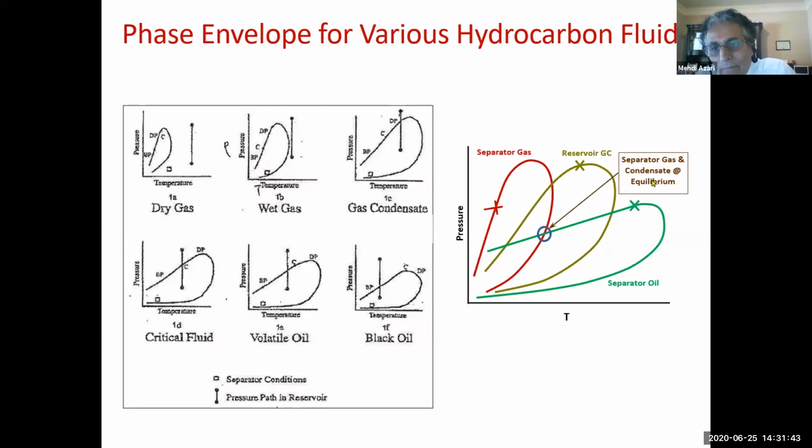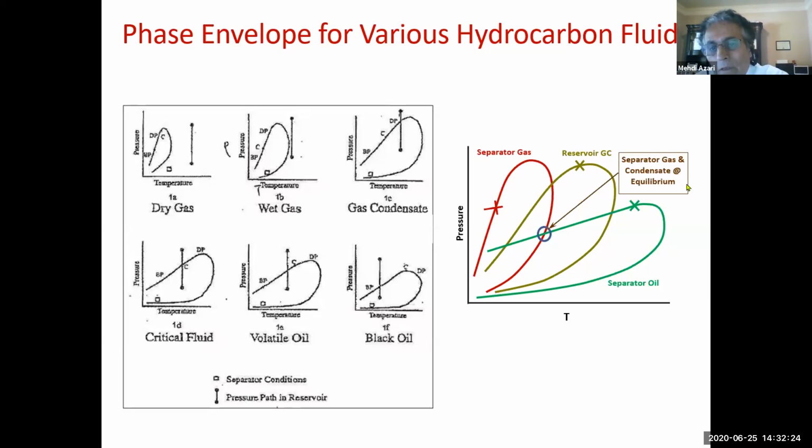Now if I have a separator with gas condensate at equilibrium, inside the separator you drop the pressure, you have gas above, and then you have liquid below that, okay? So for the gas part, you have the separator gas. For the oil, you have the separator oil. These are on the dew point side and on the bubble point side, and they have the same pressure and temperature. This is the separator temperature and separator pressure, all right? So they are in equilibrium where they cross.